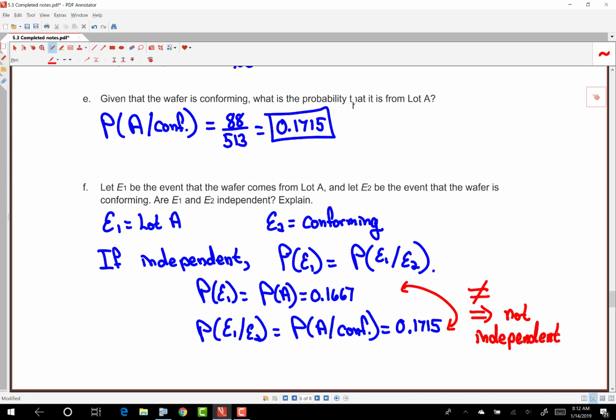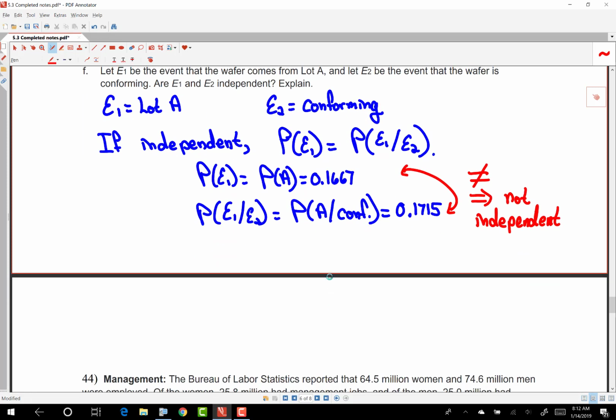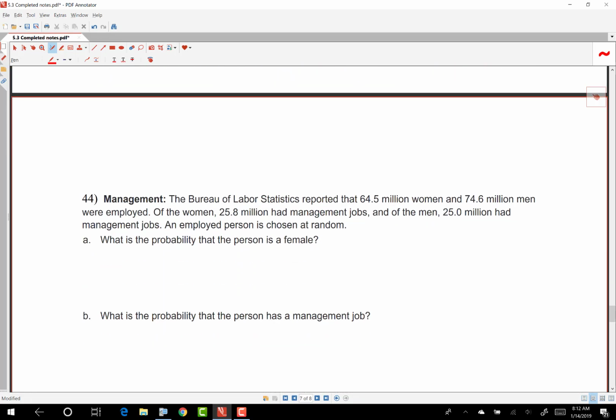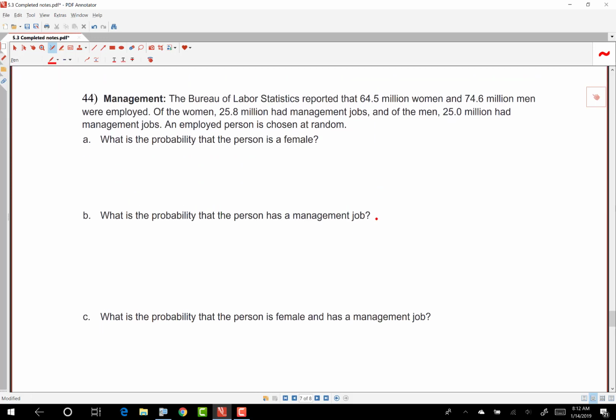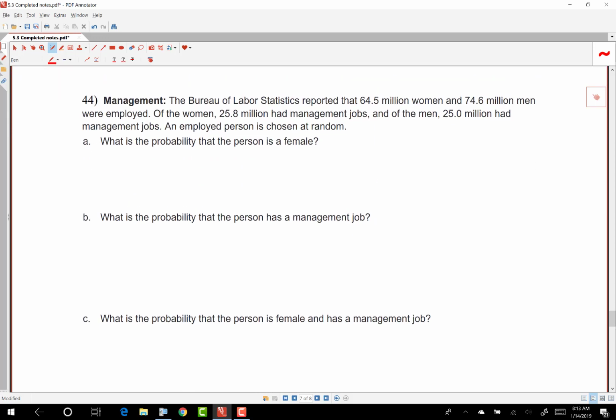Because if they were independent, then it wouldn't matter that we had already known it was conforming when we select A, but it did matter. It changed the probability when we knew it was conforming, so they're not independent. Okay, I think I have one last example. Maybe not, maybe a couple more. Let's take a look at number 44.